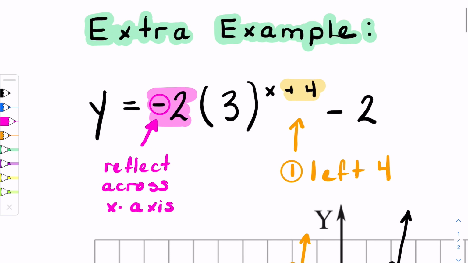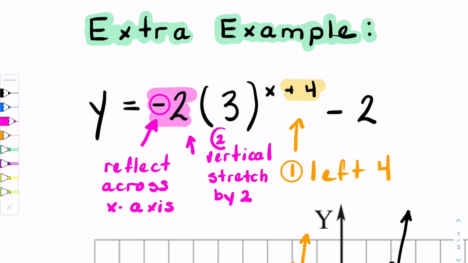And we have a stretch by a factor of 2. It's a vertical stretch. So if you're stretching vertically, you're multiplying the y coordinates by 2. It doesn't matter which order you do these in. I guess I'm going to start with the stretch. So we'll do the vertical stretch first, and then we'll do the reflection after.